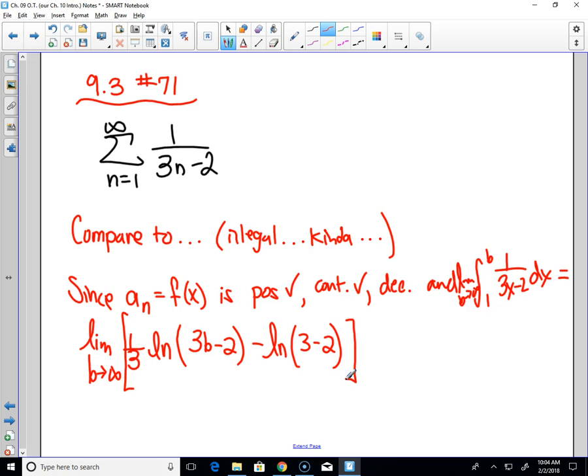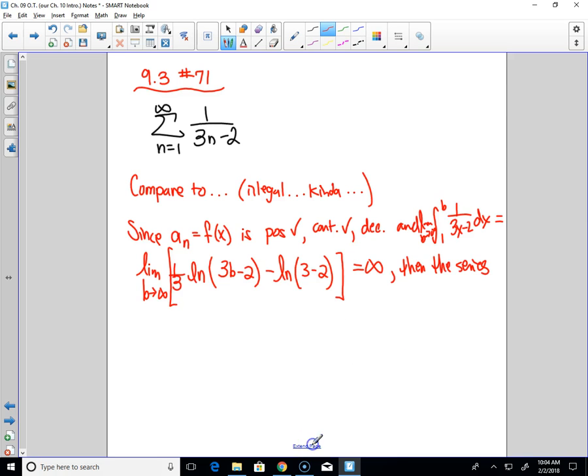Looking at the integral test though, we end up getting infinity, right? So you get infinity, then the series diverges as well. Is that okay?